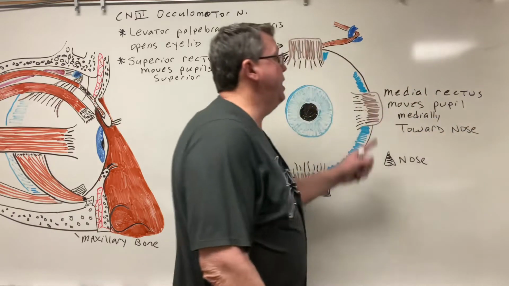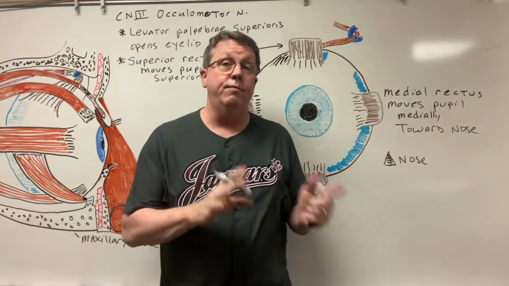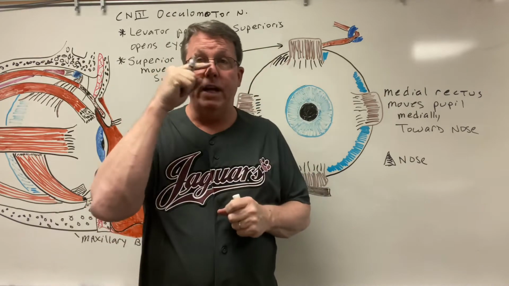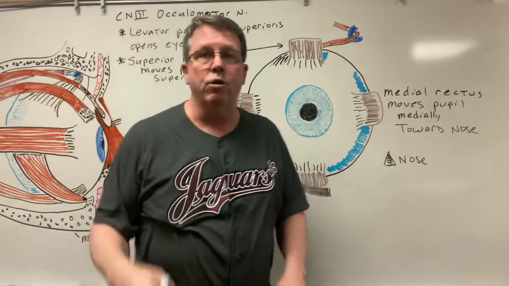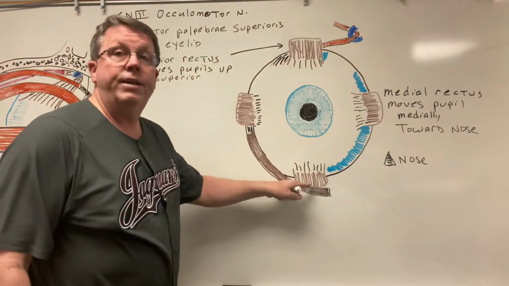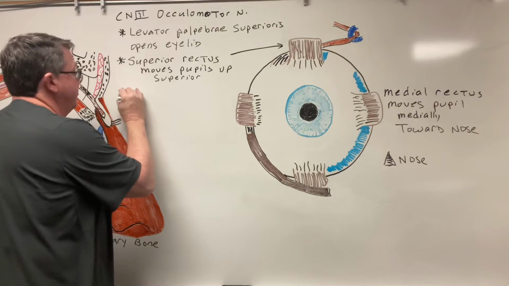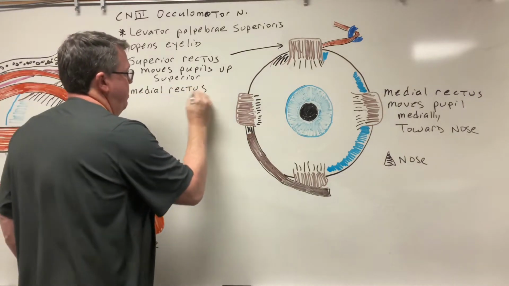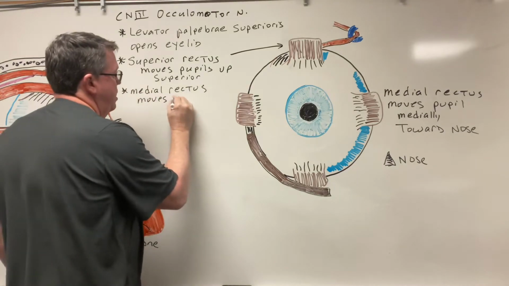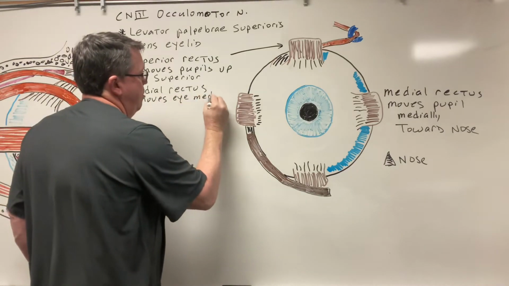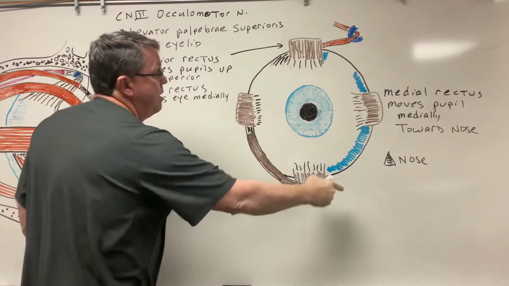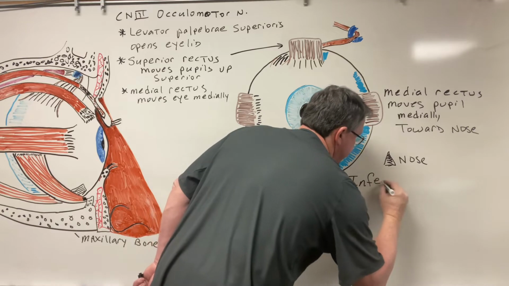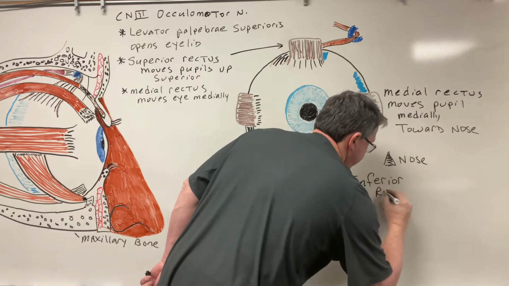Okay, so that's going to be the medial rectus. And again, this is innervated by cranial nerve number 3. So I have the superior rectus, I have the medial rectus, and now I'm going to do my inferior rectus. If we take a look, this down here, let me put this on my list right here. That was the medial rectus, right? Moves the eye medially, okay?